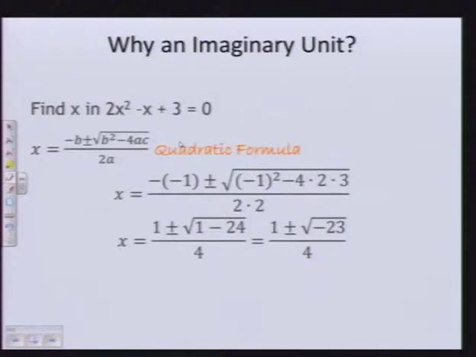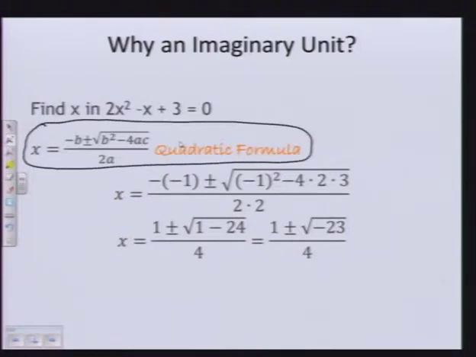In this problem we are asked to find x in the equation 2x squared minus x plus 3 is equal to 0. Notice I've already outlined how to solve this problem, and that we start out with the quadratic formula. Since this problem is not factorable, we can use the quadratic formula, or you can just go right to the quadratic formula to see what the solution would be automatically.